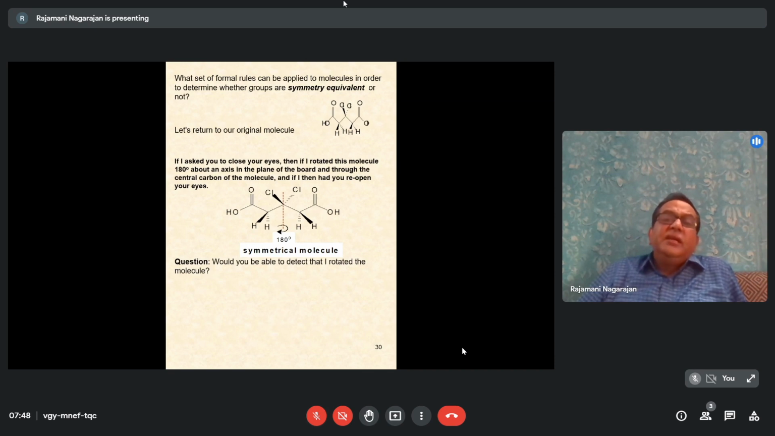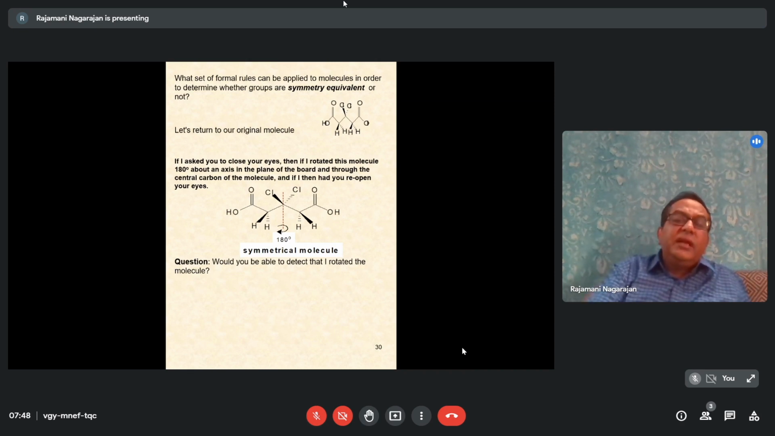Let's return to our original molecule. You just look at that molecule. If I ask you to close your eyes, and I rotate this molecule 180 degrees about an axis in the plane of the board and through the central carbon of the molecule, then if I had you reopen your eyes, would you be able to detect that I rotated the molecule? This is a question that I am asking.